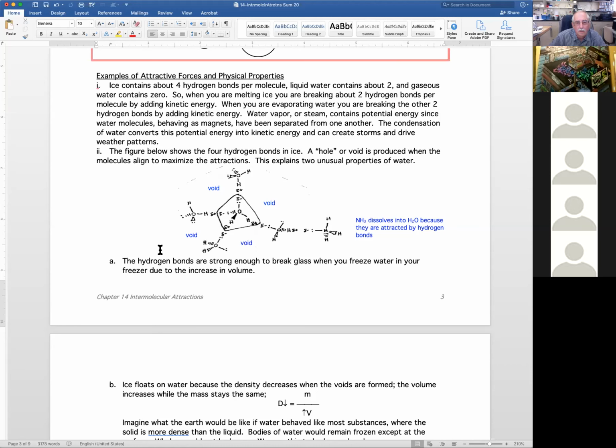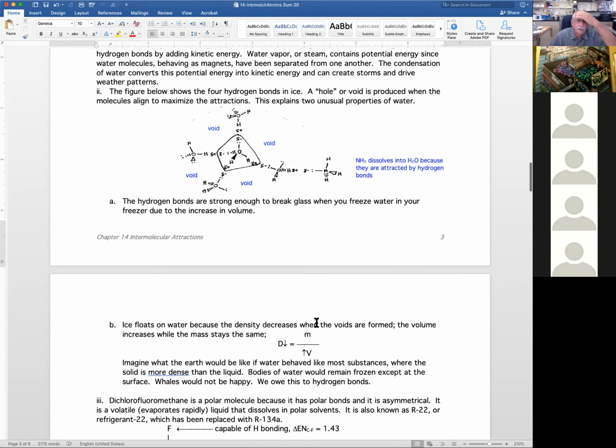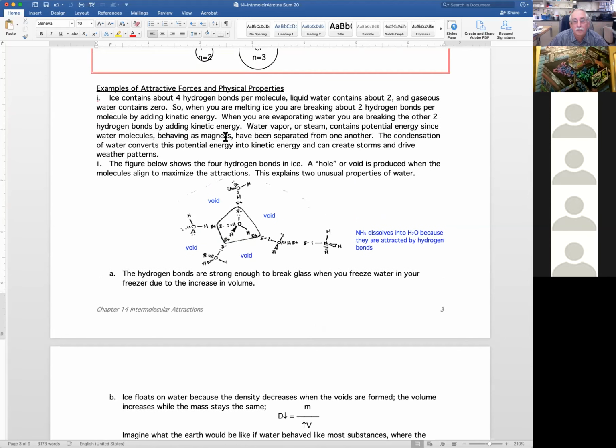So hydrogen bonds are strong enough to break glass. Here's why ice floats on water. Another way to think about this, now that you're thinking in terms of intermolecular attractions, when I take ice and I heat it up to melt it, what am I really doing? I'm breaking the attractive forces. Whatever they may be, I'm breaking the attractive forces.